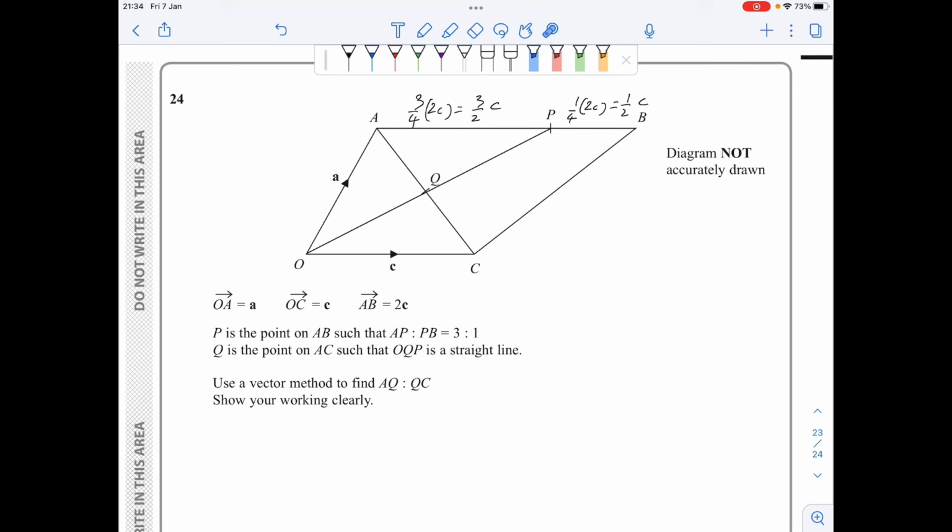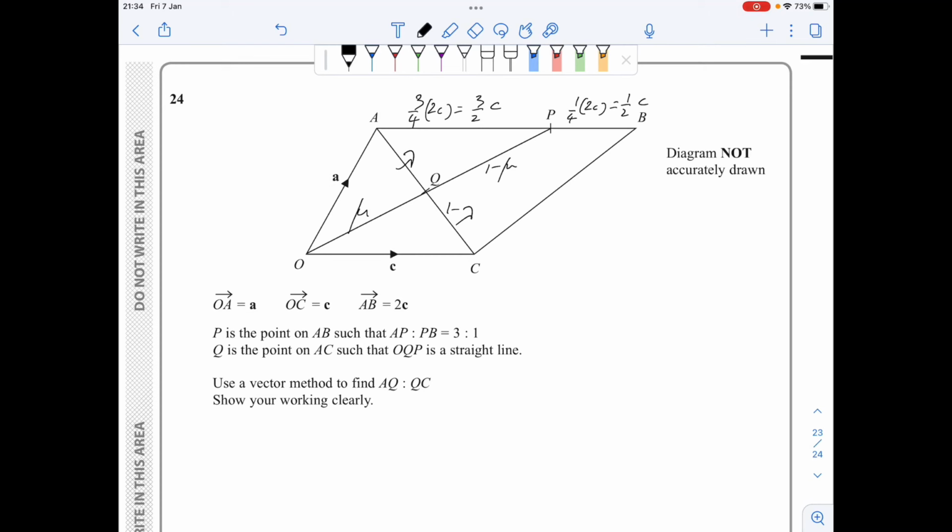So let's assume that AQ is equal to lambda. So QC is 1 minus lambda. I'm selecting these two, so when I add them up, I get 1. Similarly, OQ to QP, I'm going to put a different letter: mu and 1 minus mu. Again, when I add this up, I get the whole thing, 1. The mu's cancel out.